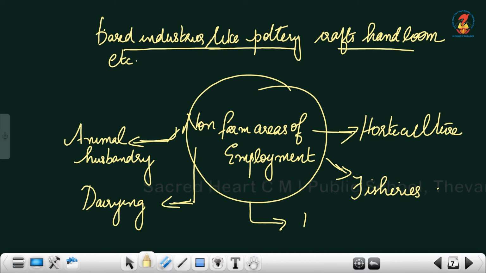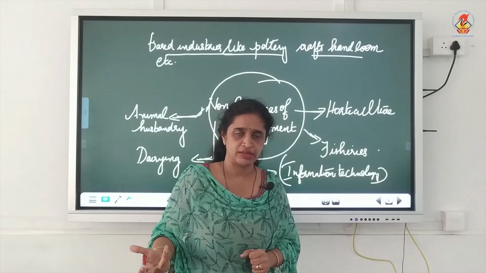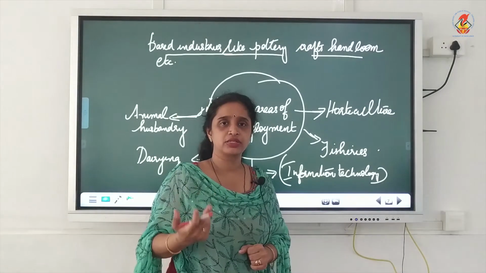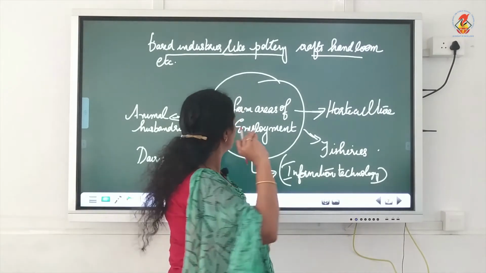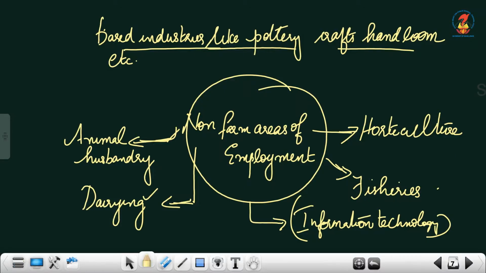Along with this, we have information technology too. Engaging the people in IT industry. We have tourism. Lot of options are there. You can write. Okay. Now, in this non-farm areas of employment, the topics which we are going to concentrate on in this chapter are animal husbandry, dairying, then information technology, fisheries and horticulture.